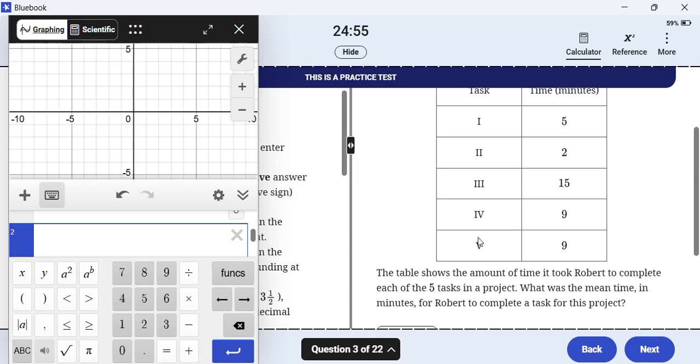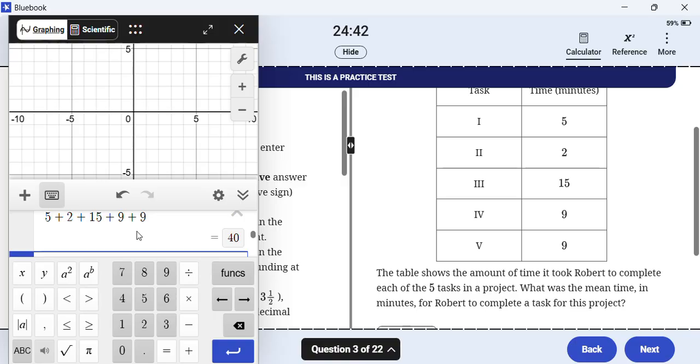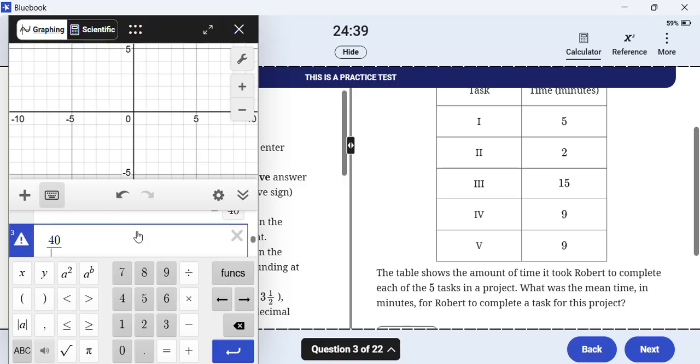It does. Now, if we did this Owen's way, and that's completely valid, 5 plus 2 plus 15 plus 9 plus 9 is 40, and we divide 40 by how many numbers there are, which is 5. Again, we get 8. So if you forget how to use mean, just remember how to take that average. But yes, easiest is to do mean, put your numbers in, you get 8.